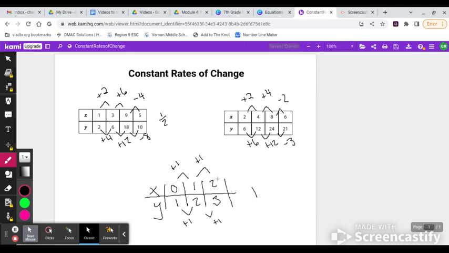So I just wanted to show you the difference between the tables there. You're just looking to see how much the x is changing and how much the y is changing, and if that's constant throughout the table. And that's how you find constant rates of change.